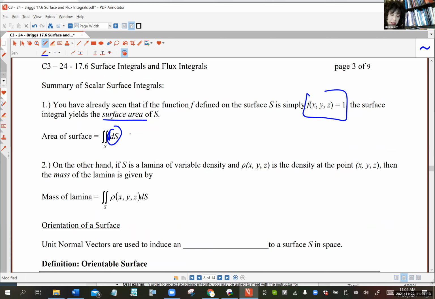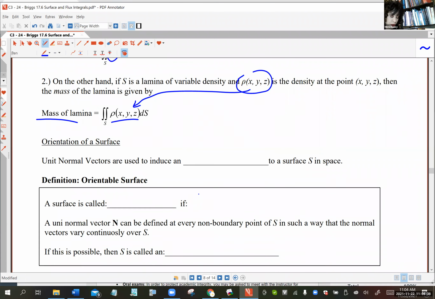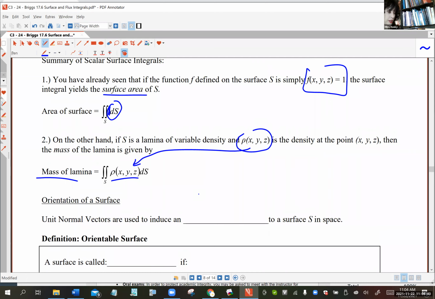On the other hand, if you've got your surface set up and they gave you a density function, then you can do a surface integral that would represent the mass of that capping surface. And we just did 3 examples of that. Okay, so in order to do the special type of surface integral known as a flux integral, we need to do some preparatory work.